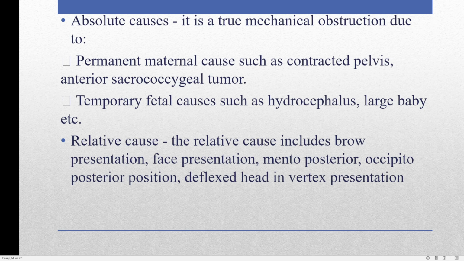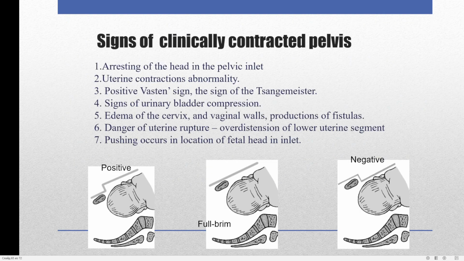The relative causes include brow presentation, face presentation, vertex presentation, occipito-posterior position, and some abnormal positions of the fetus. Diagnosis: the signs of a clinically contracted pelvis or cephalopelvic disproportion, it's the same.